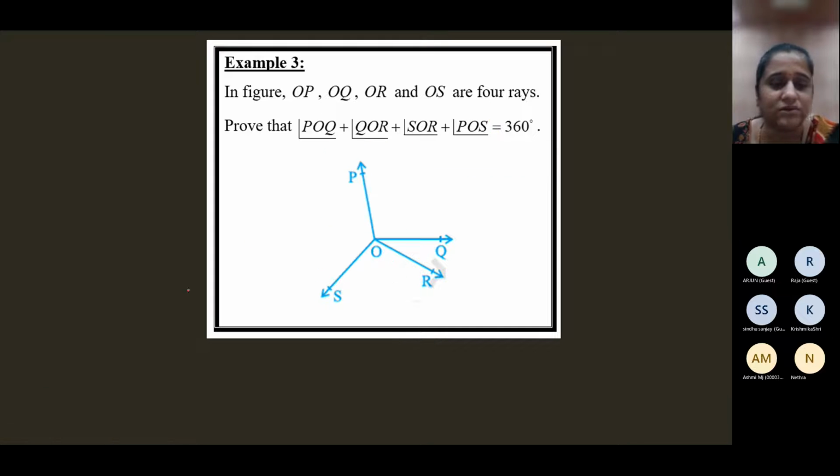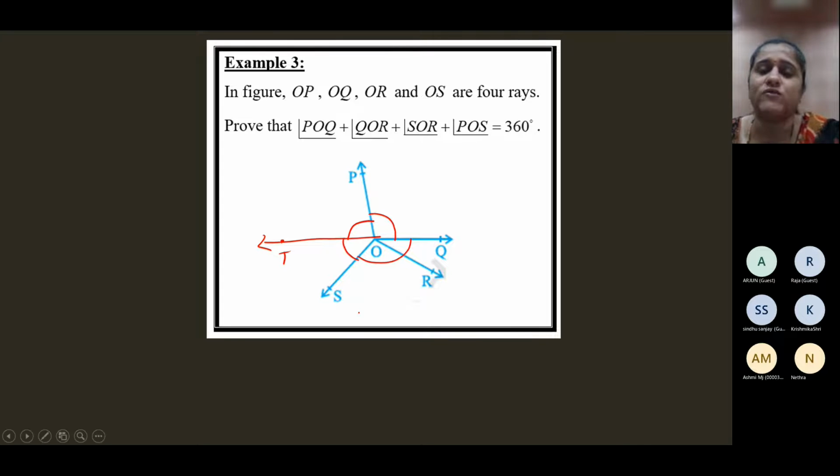I'll ask one of you to repeat it. This angle plus this angle is equal to 180 because TOQ is a straight line and OP stands on it. Again, TOQ is a straight line and ray OS stands on it, so this angle plus this angle is equal to 180. On adding these two equations, you will get the sum of four angles is equal to 360 degrees. But we need to get these four angles.